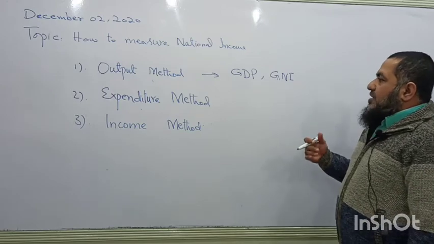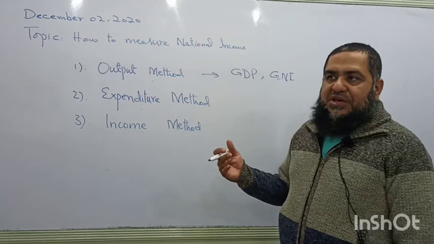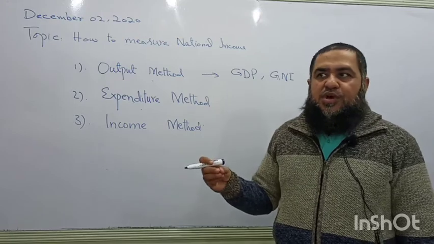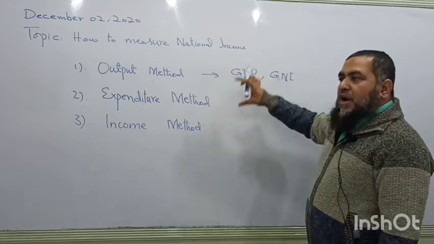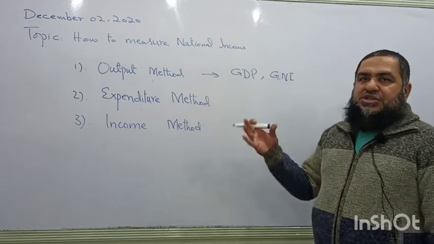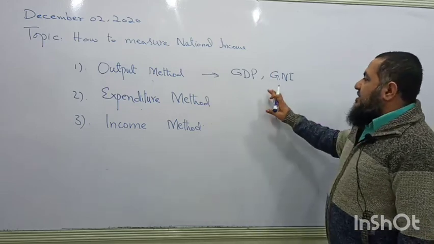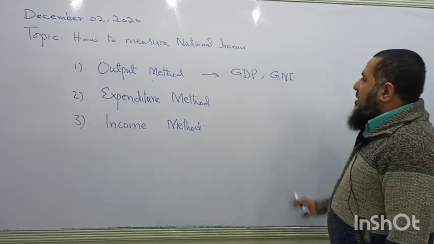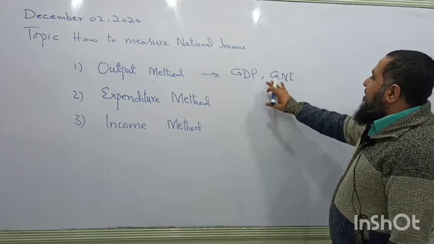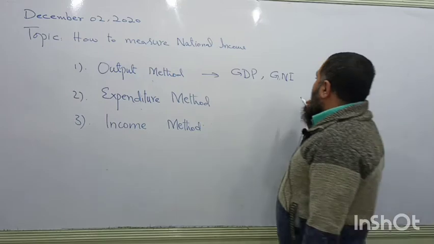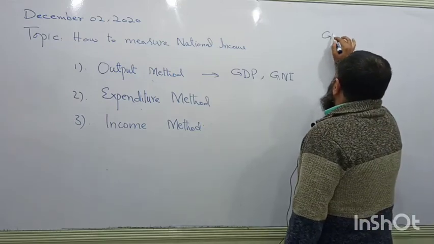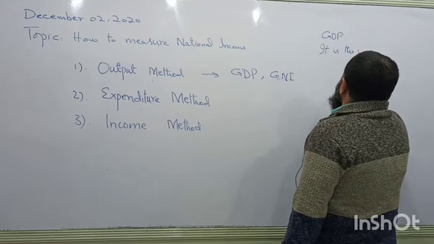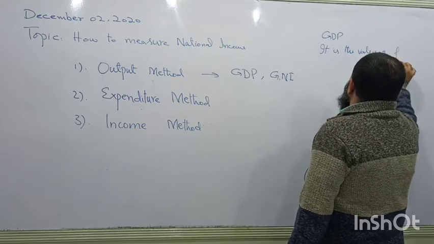other stock exchanges, or rents which are earned, or sometimes interest income. All those incomes which are coming from other parts of the world to our country are added, and whatever income is outflowing from our country to other parts of the world is subtracted. Then we will reach GNI, gross national income. This is the way to measure GDP and GNI. Now keep it in mind, I said GDP is the value of final goods and services.